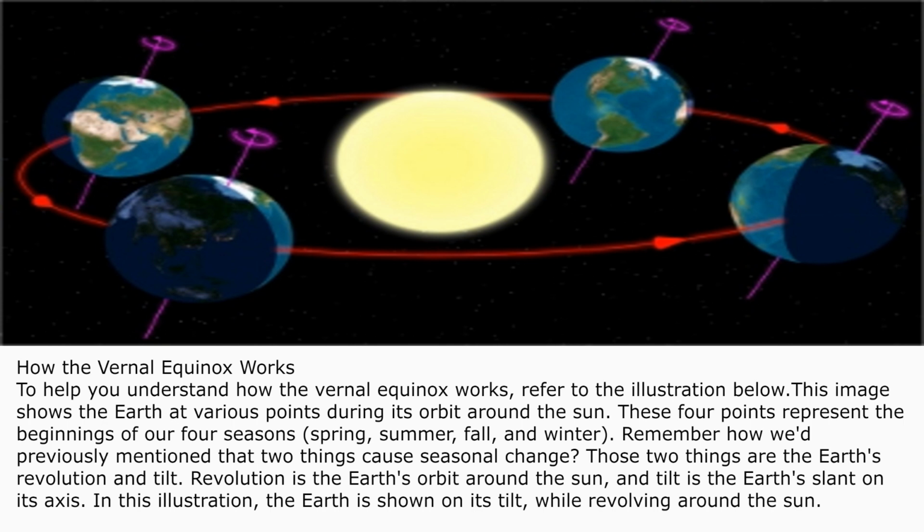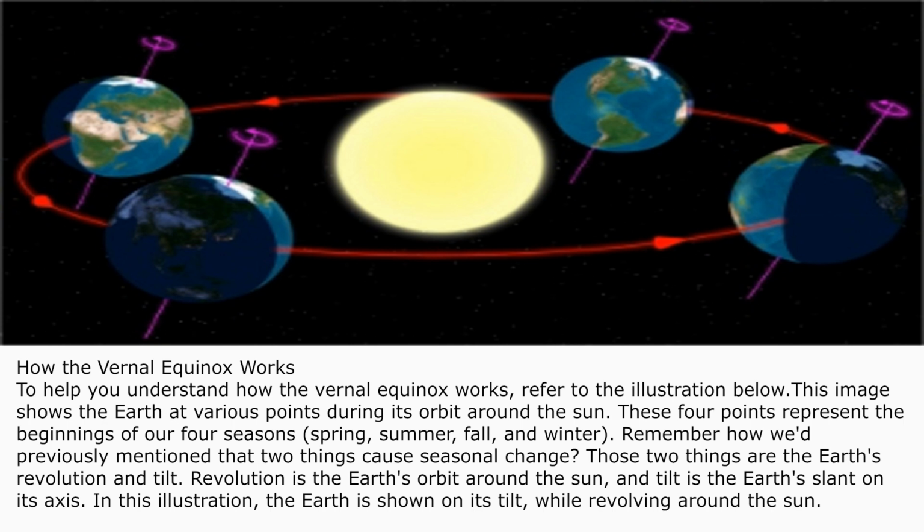To help you understand how the vernal equinox works, refer to the illustration below. Tilt and revolution of the earth. Seasons depicted for the northern hemisphere are fall, front; winter, right; spring, back; summer, left. This image shows the earth at various points during its orbit around the sun. These 4 points represent the beginnings of our 4 seasons: spring, summer, fall, and winter.